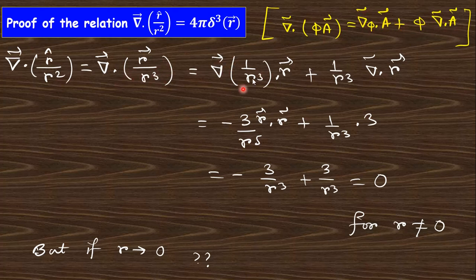So 1 by r cubed is a scalar function and r is a vector. So grad of 1 by r cubed dot r plus 1 by r cubed divergence of r. So this is nothing but simply the derivative with respect to r into r cap. The derivative will be minus 3 by r to the power 4, and r cap becomes r vector by r. So that's why this is r to the power 5, r vector dot r vector. And divergence of r is nothing but 3.